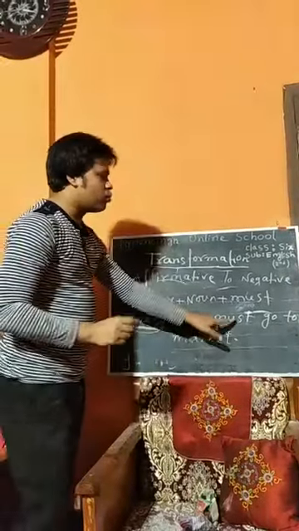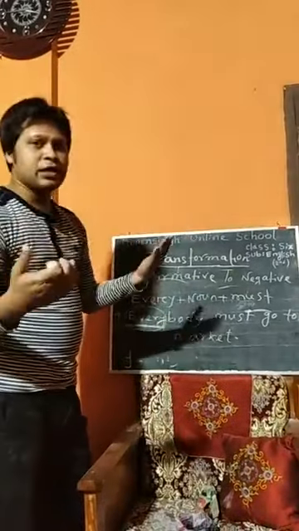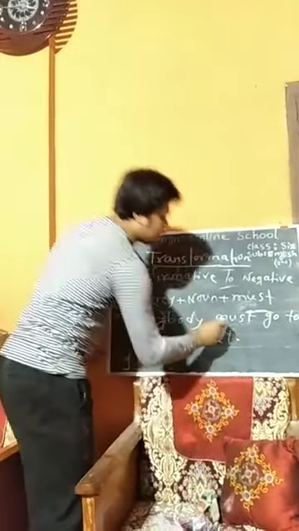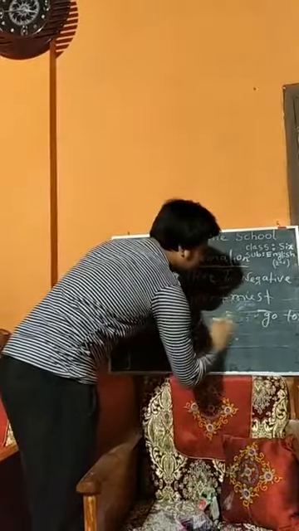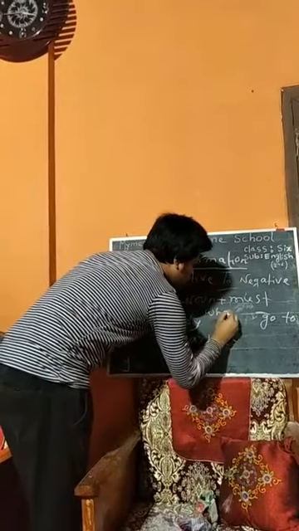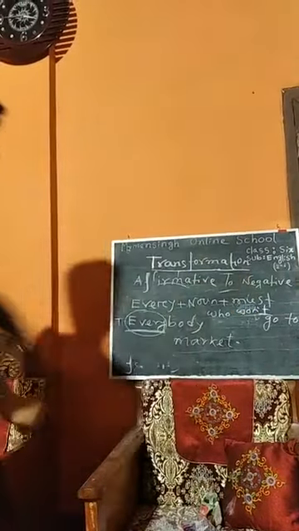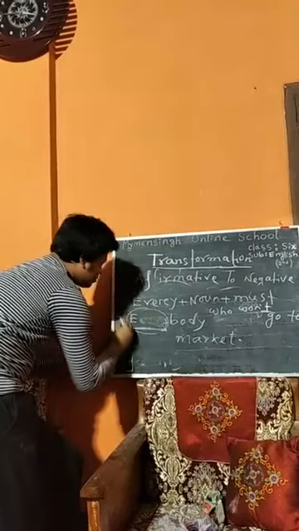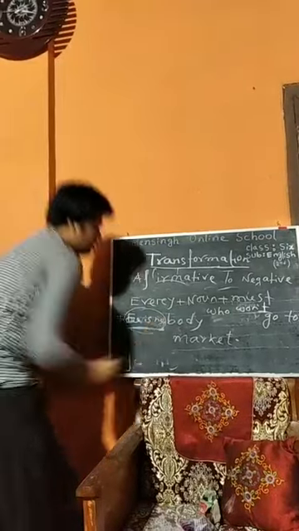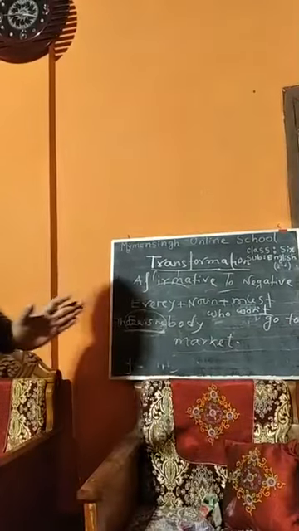But, in the previous sentence we used but. But we use here but. You can use but. I say, just erasing this must, you can use here who won't or will not. That means the answer will be, there is nobody who won't go to market.